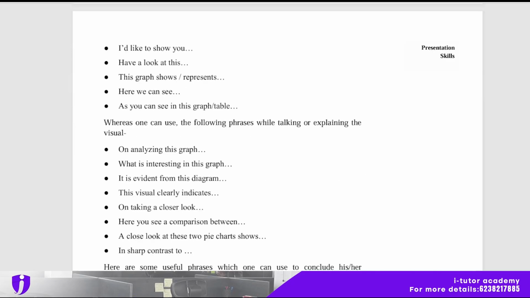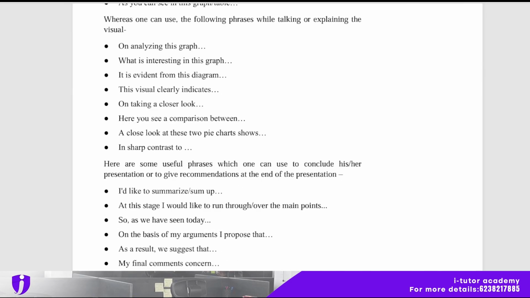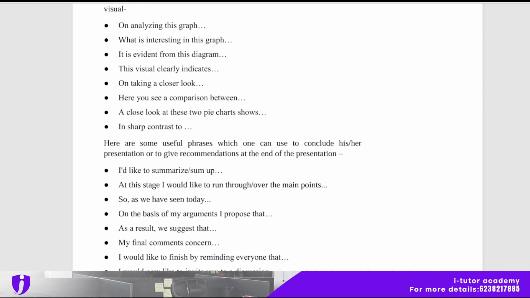You just refer to your IGNOU study material, and here are some useful phrases which one can use to conclude his or her presentation. I would like to summarize or sum up. So as we have seen today, like that. So these are the list of words. You just refer to your IGNOU study material.